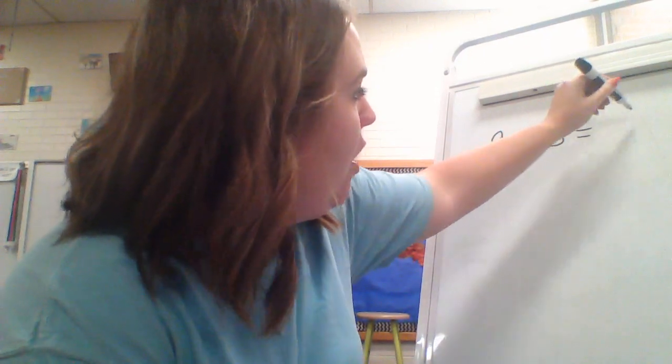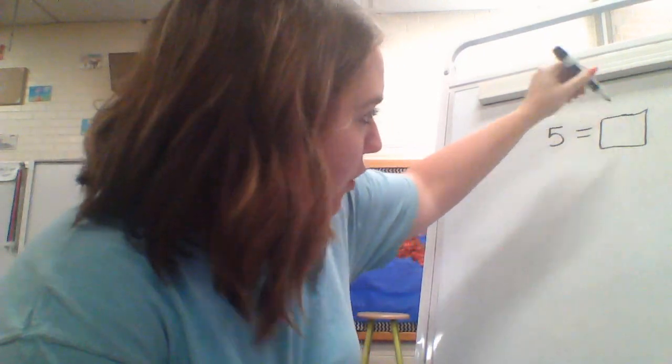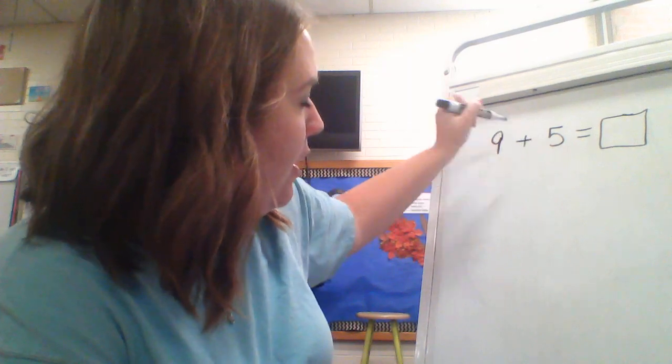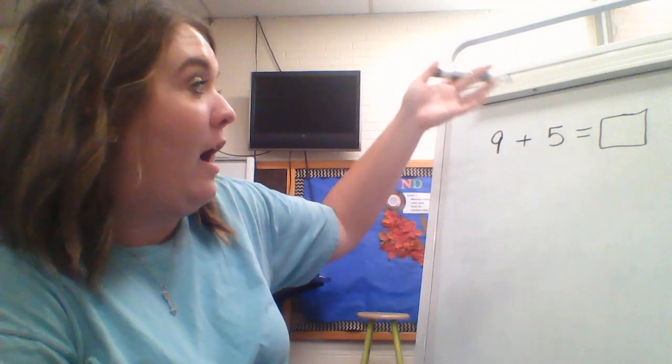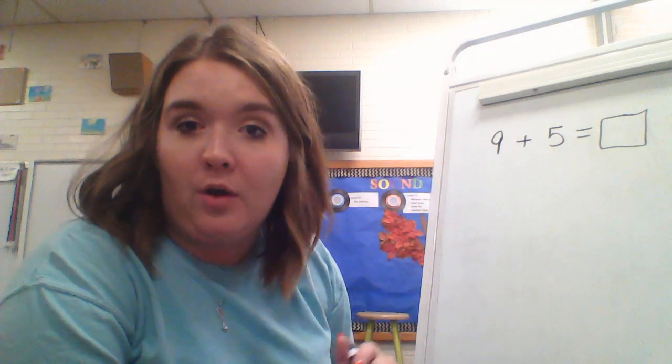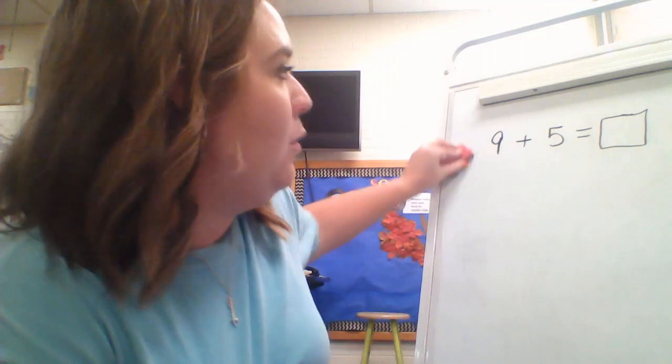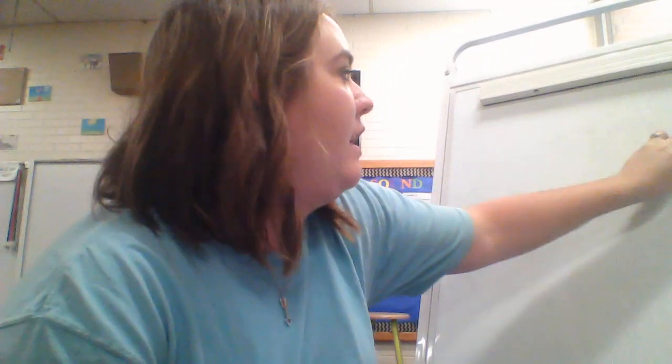Okay, so we want to know our result or our total, and it's unknown. And we want to know a total, so we want to know all together. 9 and 5 makes how many? Okay, so that's what it would look like if our result was unknown. Now, we're going to look at what it would look like if our change is unknown. Okay, so listen to the problem and see if you know what I'm talking about when I say change.